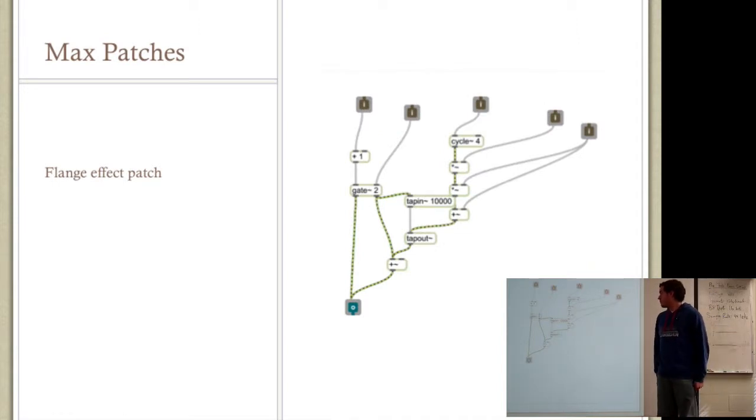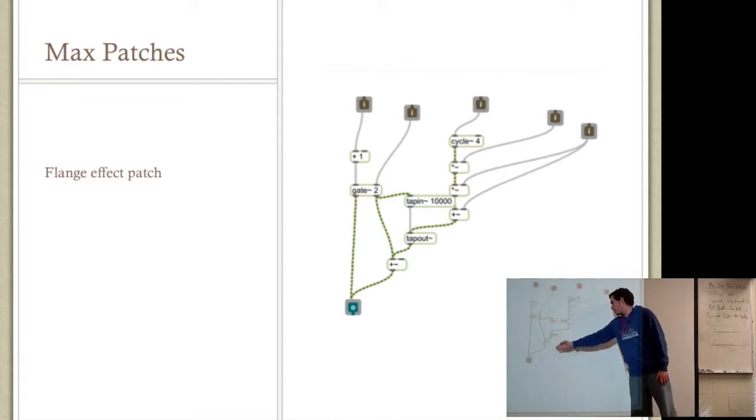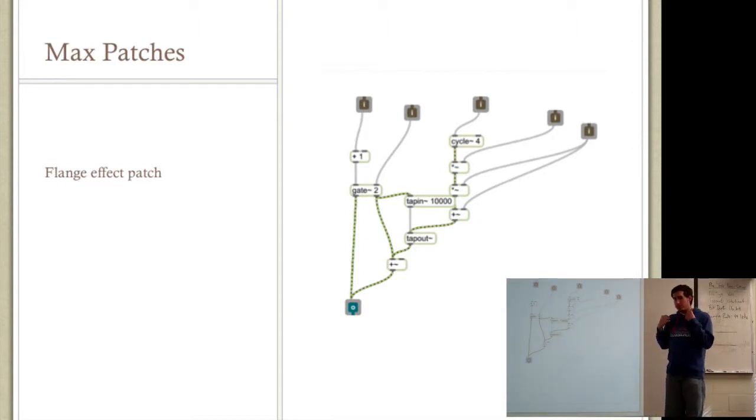For the flanging, we have one signal that's being split in two. One of them is being sent straight through, while the other one is being delayed. The cycle object, a low frequency oscillator, is modulating the amplitude and pitch of the modulated signal, which is then being added back in. That makes a phasing difference and a difference in pitch, so that when you hear the two together, you get that flange effect.